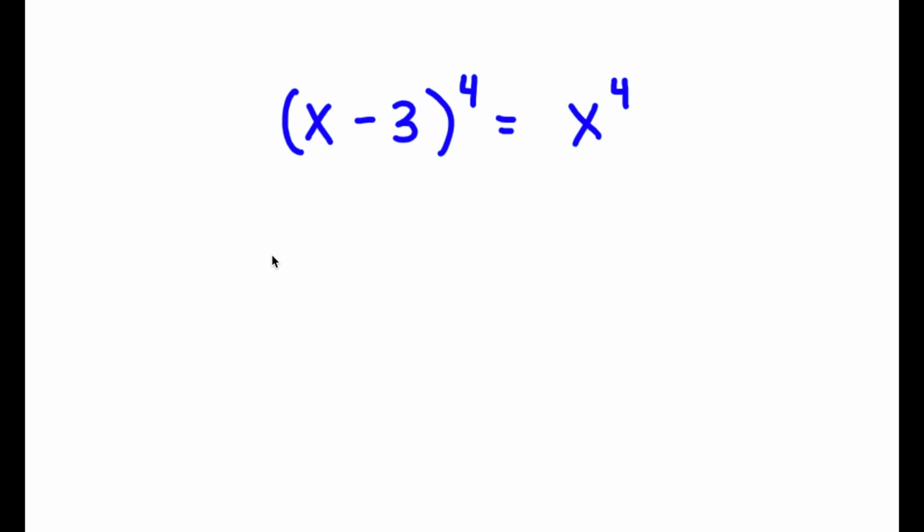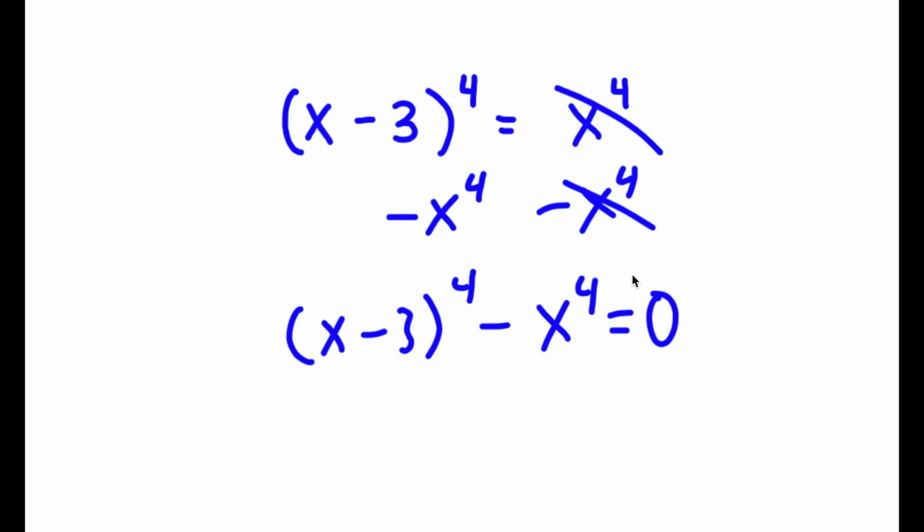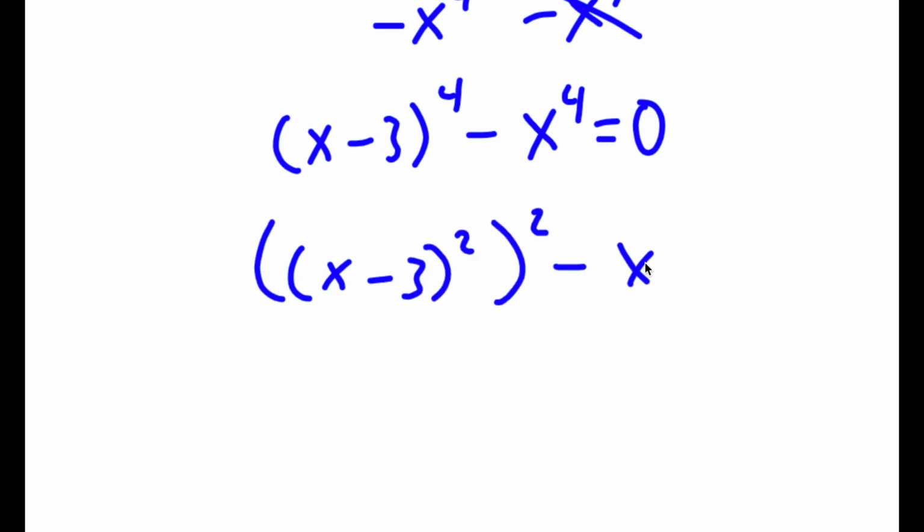Alright, so in this problem, I have x minus 3 to the power 4 is equal to x to the power 4. So the first thing I'm going to do is subtract x to the power 4 on both sides. So then these two cancel out, and now I have x minus 3 to the power 4 minus x to the power 4 is equal to 0. Now, I'm going to rewrite this as x minus 3 squared to the power of 2 minus x squared to the power of 2 is equal to 0.